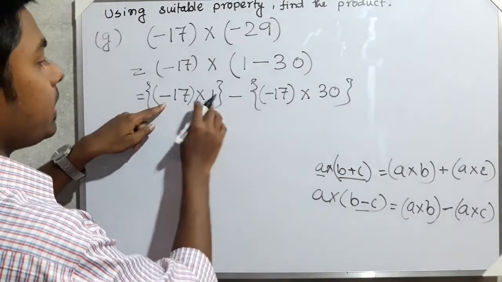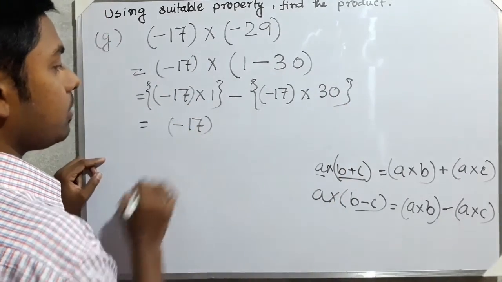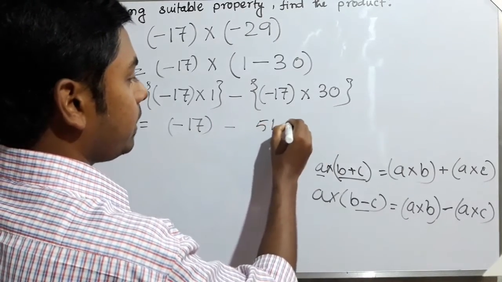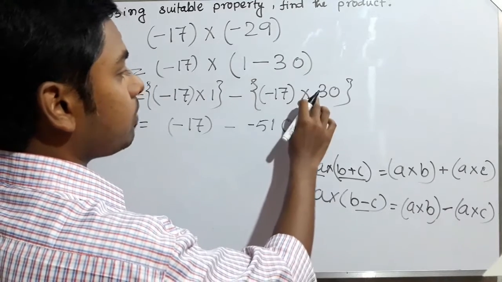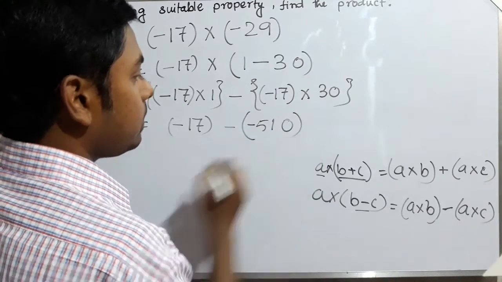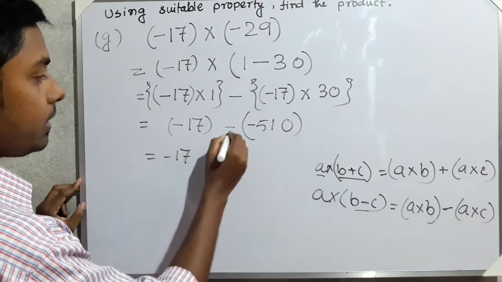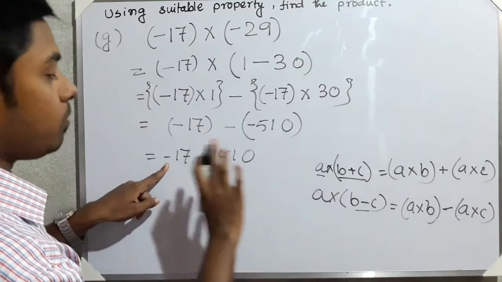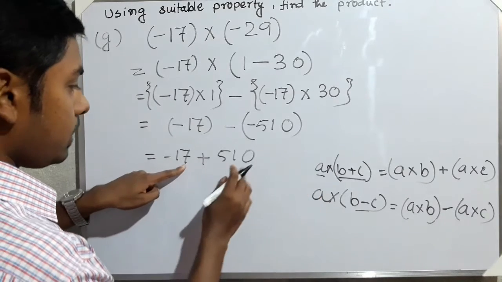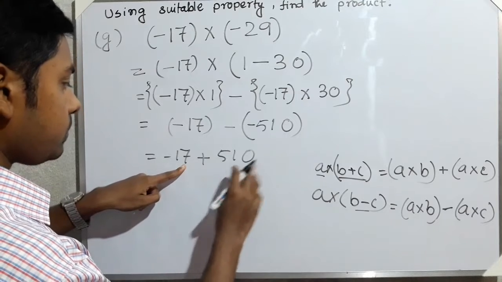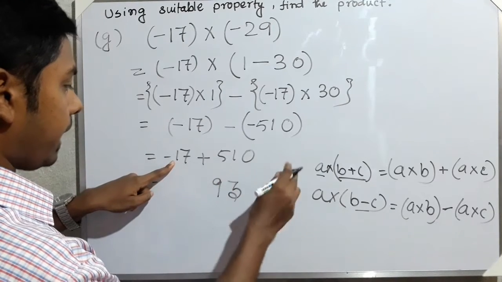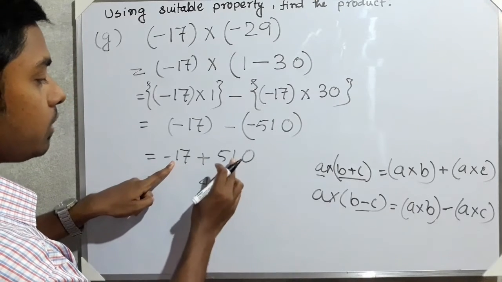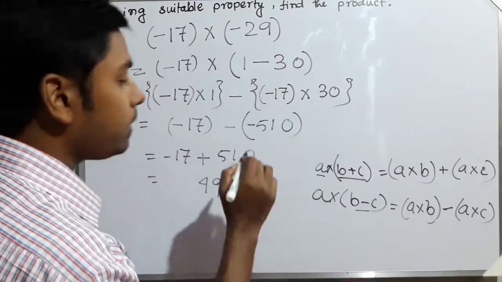Now minus 17 into 1 is minus 17, and minus 17 into 30 is 510. Minus into plus equals minus. So minus 17, minus into minus gives plus 510. Now minus into plus equals minus, so we have to do minus 7. So 3 carry 1, 2, 9 carry 1, 4. And between these two numbers, this one is the greatest, and before it there is a plus sign, so this one will also be plus.